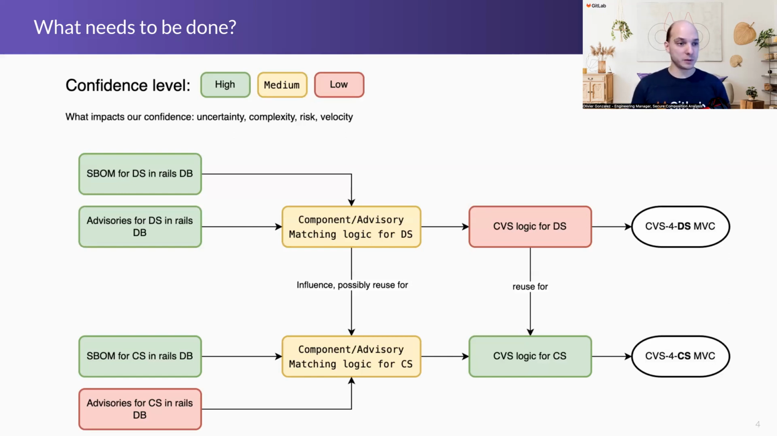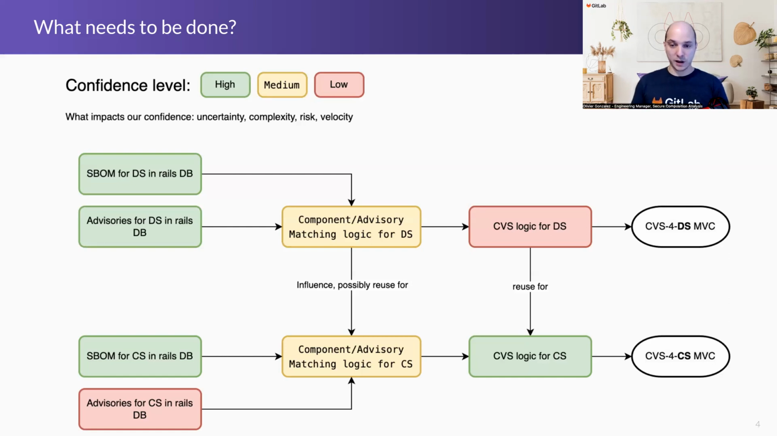The generation of the SBOM is already something that is done in the CI job today. So there is not much unknown or things left to be done there. The advisories is something that we also manage ourselves for dependency scanning, so we have a fair amount of knowledge around that. It's self-contained in a Git repository, so ingesting that information should not be a big problem.